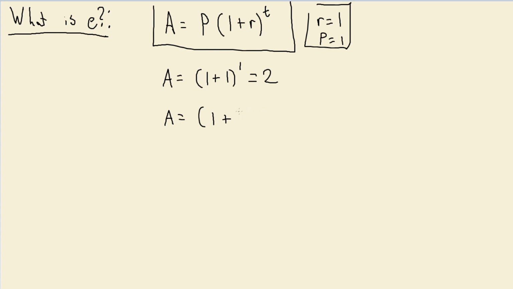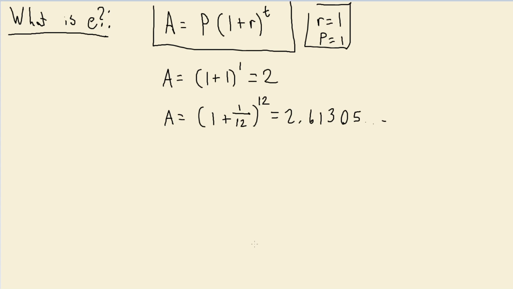Actually, what we need to do is take our annual rate of interest, 1, and divide it by the amount of time periods in which we are going to apply that rate of interest, which in this case is going to be once every month, so we're going to do it 12 times. And divide that annual rate of interest by 12. Then we're going to apply that over 12 different time periods, and we're going to see what we get. And if you plug this into your calculator, you will get 2.61305, etc.